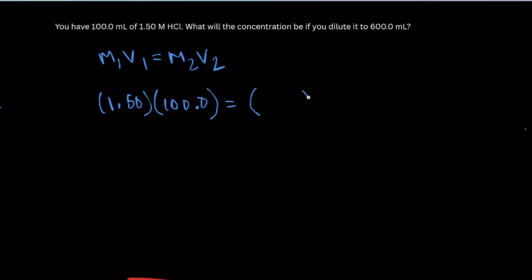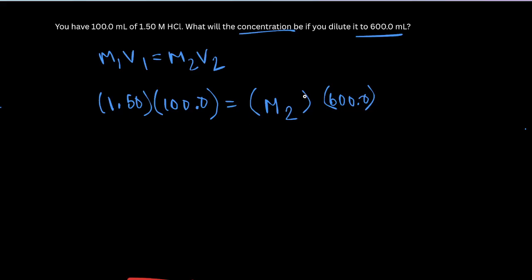Okay, so now what about our M2 and V2? We're asking what the concentration will be if you dilute it to 600 milliliters. So we're diluting it to 600 milliliters, meaning our final volume is 600 milliliters. We're going from 100 to 600. So we're given the final volume, which is our V2, so this is going to be 600. And we're trying to find the concentration, which means we're trying to find M2.